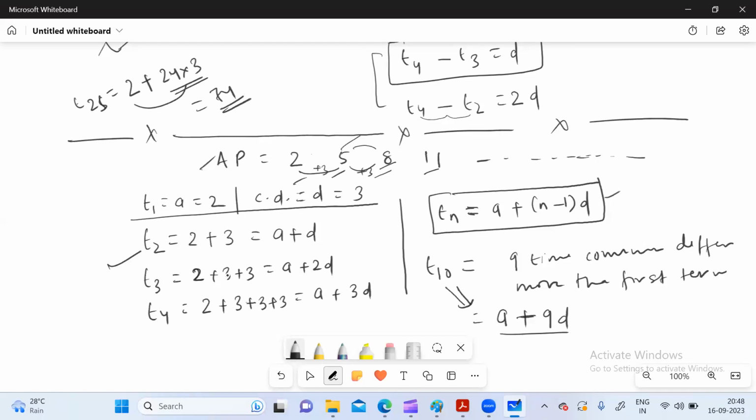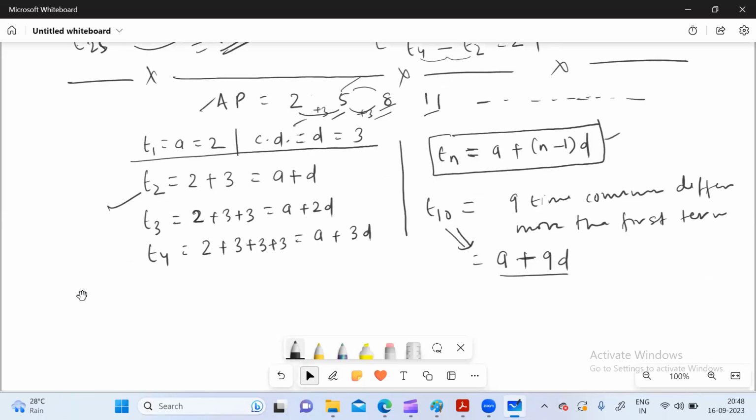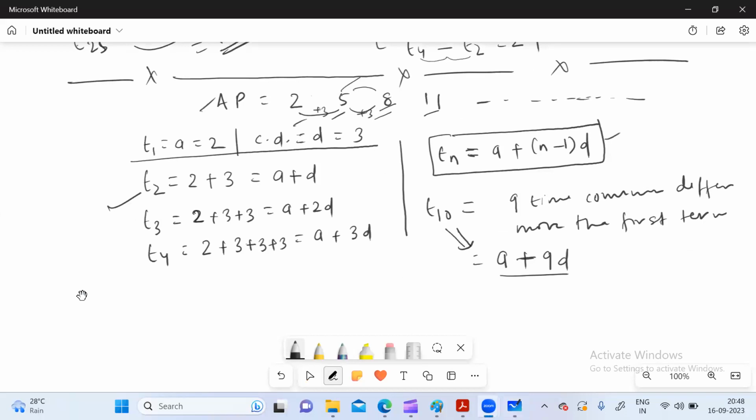So this particular AP, now we can find any term of this AP this way. Is it clear to everyone now? Yes, sir. Yes, sir.